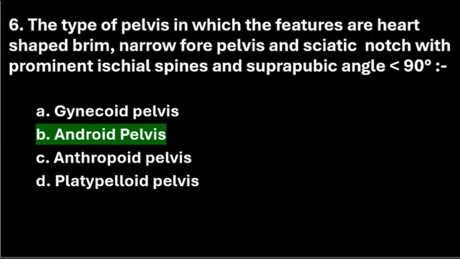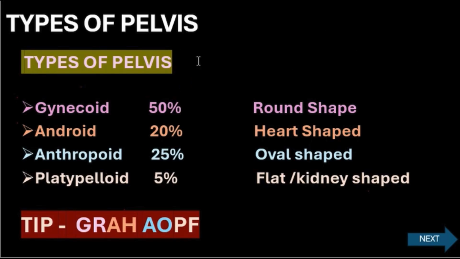The right answer is android pelvis. Here is the refresher memory chart for you. Types of pelvis. Gynecoid is round shape. Here you can see the short code GRAHAOPF. So GR: gynecoid is round shape, that is 50%. Android is heart shape. See, this is H. Anthropoid is oval shape, that is AO. And platypelloid is flat or kidney shaped. So here the question is heart shaped, so it is android pelvis.